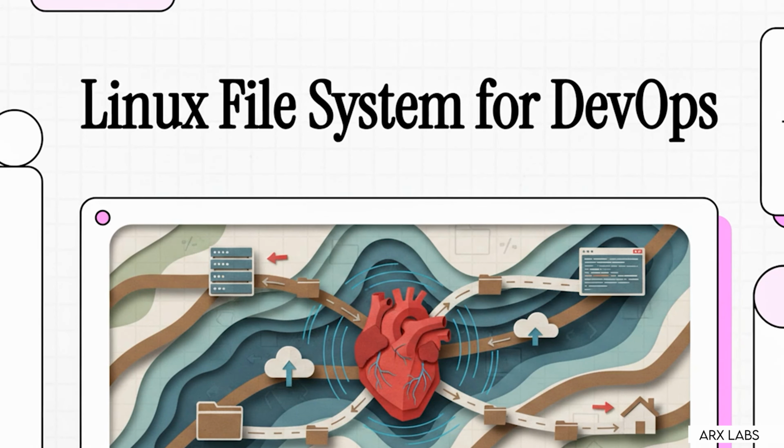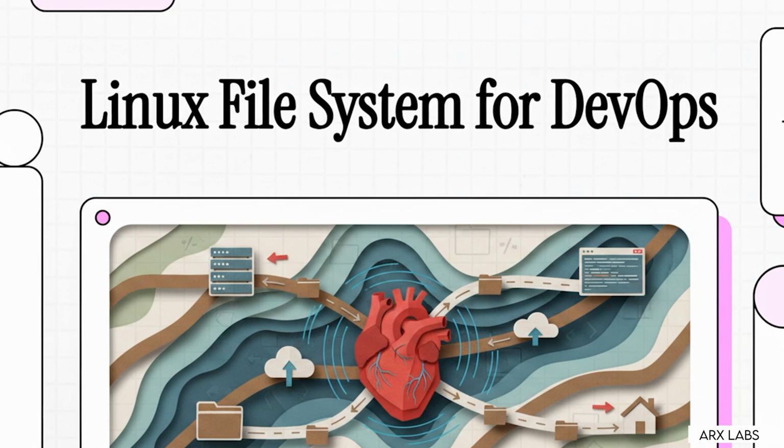Today, we're taking a metaphorical road trip right into the beating heart of modern infrastructure, the Linux file system. If you're just stepping into the wild world of DevOps, understanding exactly where things live on a server isn't just a helpful tip, it is literally your fundamental map to survival.